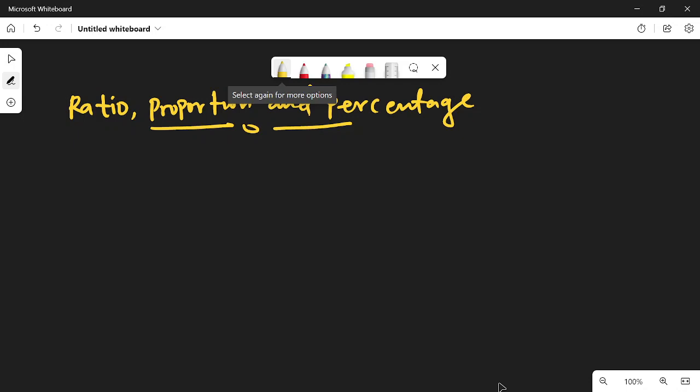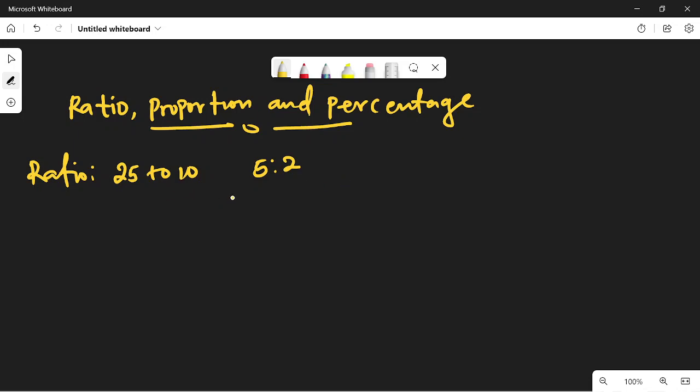Okay. So we're going to talk about ratio, proportion, and percentage. So when you say ratio, what exactly are we talking about? Ratio means the combination of numbers with the same units in their simplest form. For example, if I have 25 to 10, I can write this in the simplest form as 5:2. Are you getting it now? So since 5 goes in both sides.